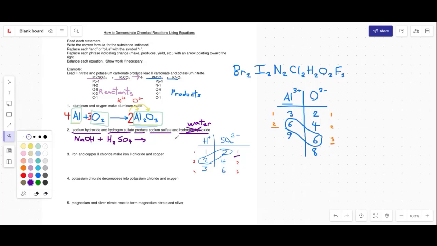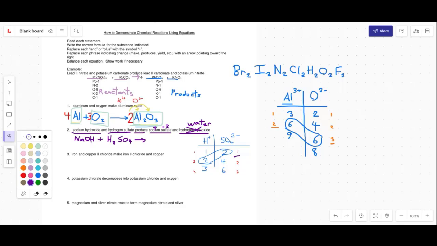So sodium has a +1 charge, right? And sulfate we know has a -2. So what would the formula for sodium sulfate be? What's the formula for sodium sulfate? NaSO3. Not SO3. Sorry.